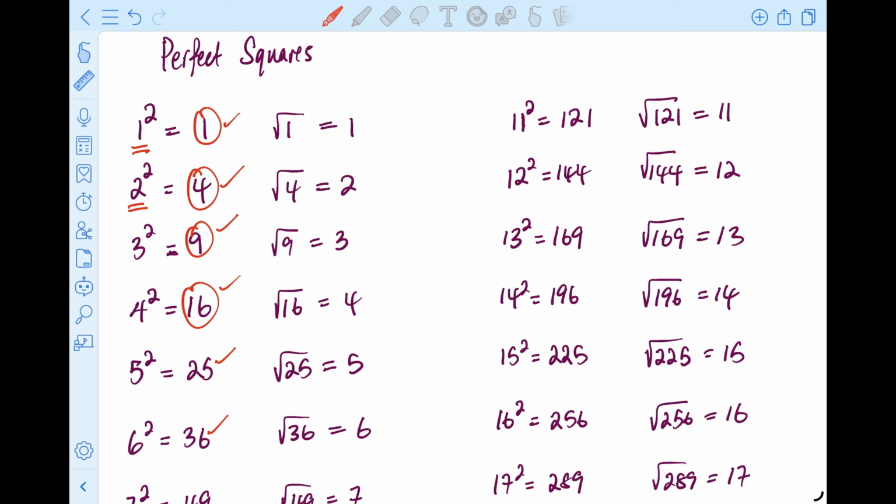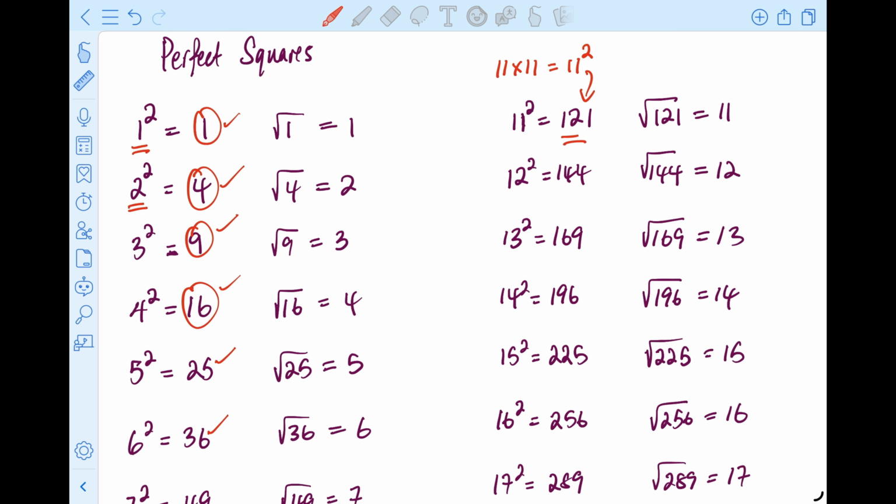These are perfect squares because they are the product of the same two integers, squared. So for example, 121 is a perfect square because it's the product of 11 times 11, which is the same as 11 squared, which gives us 121, all right?